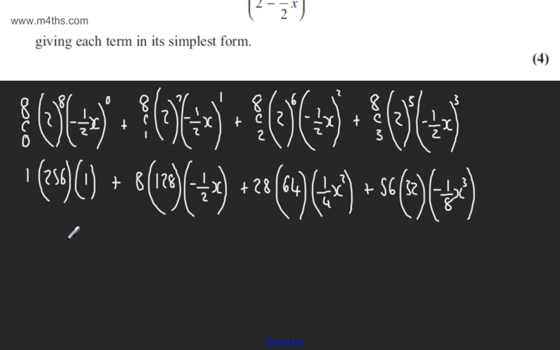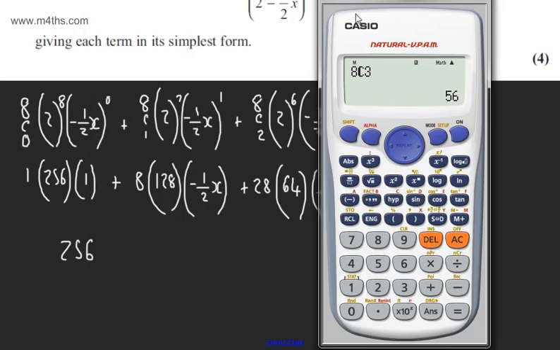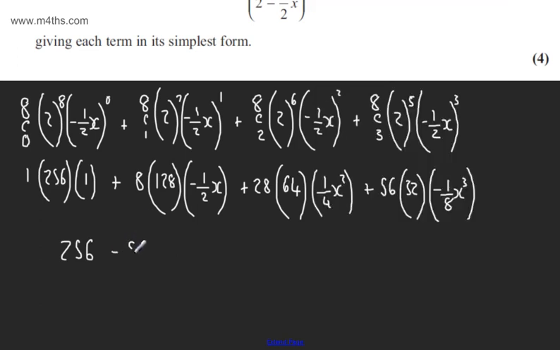So we're going to have now 256. We can see on the next one this is going to be a negative term. We can just simply type this in. We're going to have now 4 times 128, and that will give us 512. So we'll have minus 512x.